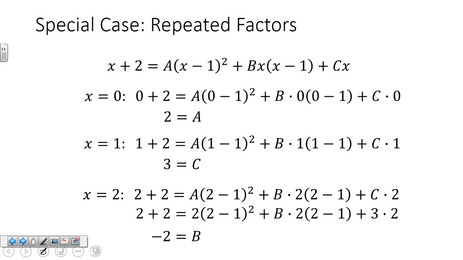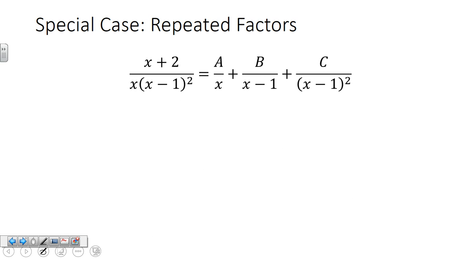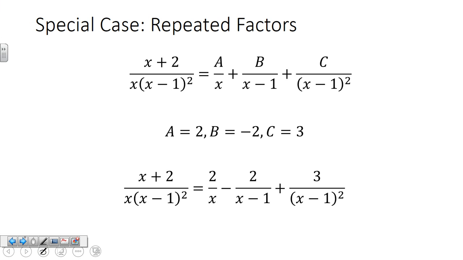So now remember, I'm not asking what is A, what is B, what is C. Remember, I'm creating a partial fraction decomposition. So I've got to plug in what my number is for A, what my number is for B, what my number is for C. And that is going to give me my answer. So here is my partial fraction decomposition for this fraction with repeated factors on the bottom.